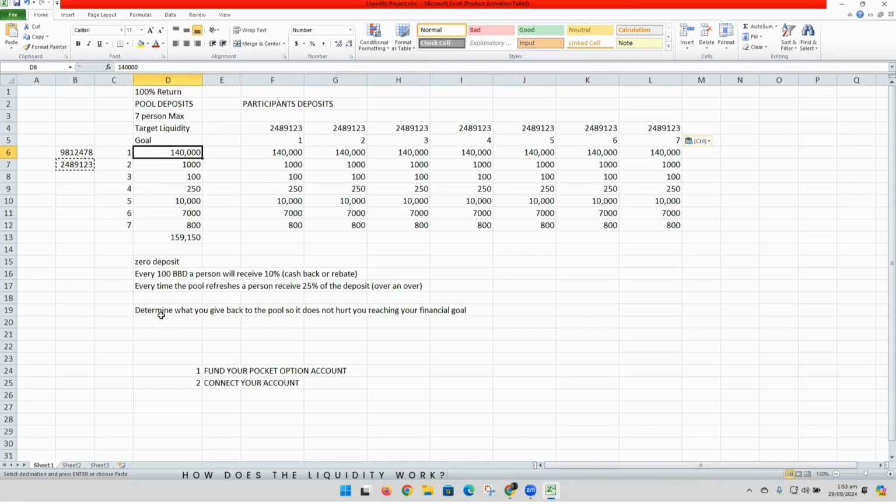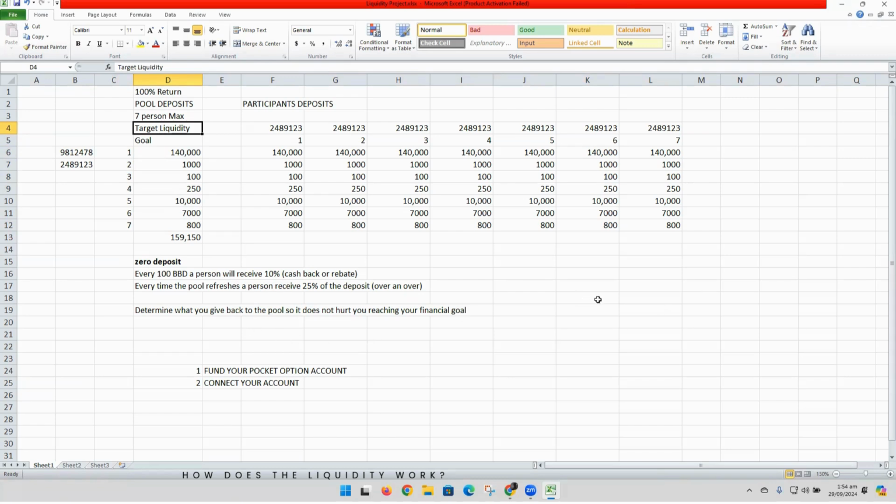Now, remember it is a zero deposit system, you're not required to make one. You choose. You keep in mind what your goal is, and the system looks at these seven top persons. The pool looks at your target liquidity, what you're looking to get, and also how serious you are based on your deposit. So that's why there's no minimum deposit. You choose that.